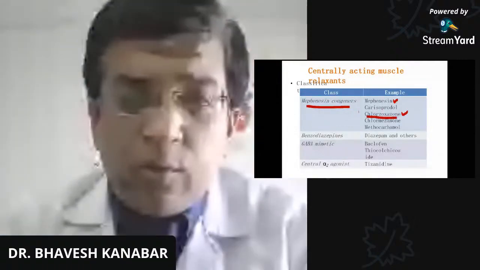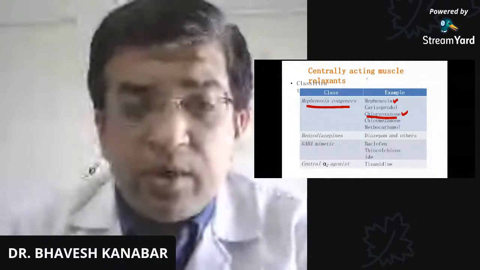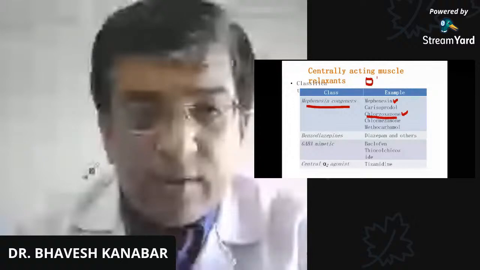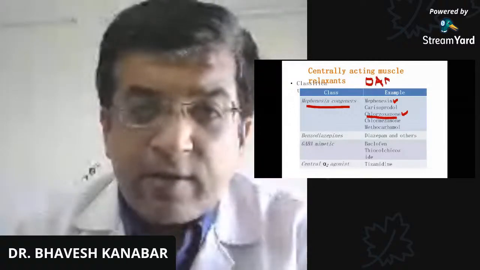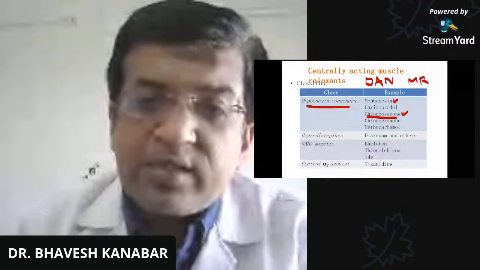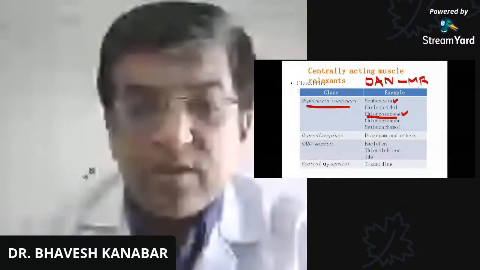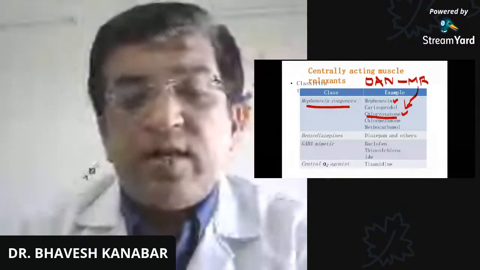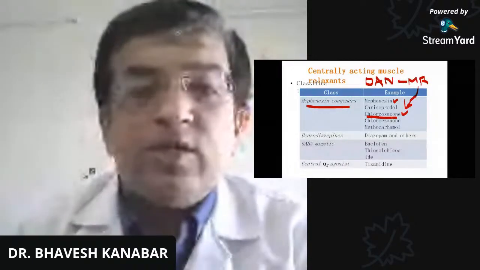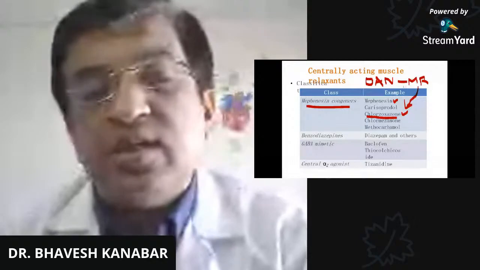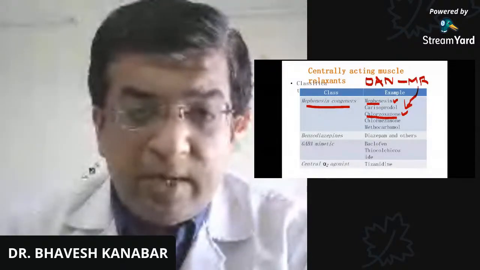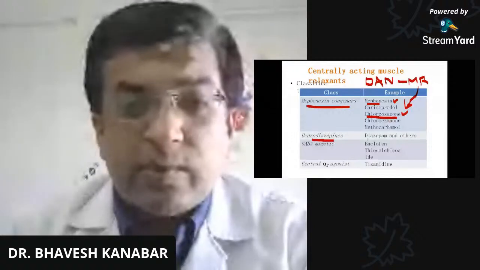Chlorzoxazone. One drug name is there. In the market it is available as DAN MR. MR stands for muscle relaxant. In MR, this chlorzoxazone is there, and DAN is diclofenac. A combination of diclofenac and chlorzoxazone is available whenever the pain is arising out of the muscle, to relax the muscle. So mephenesin and chlorzoxazone, these two you can remember.